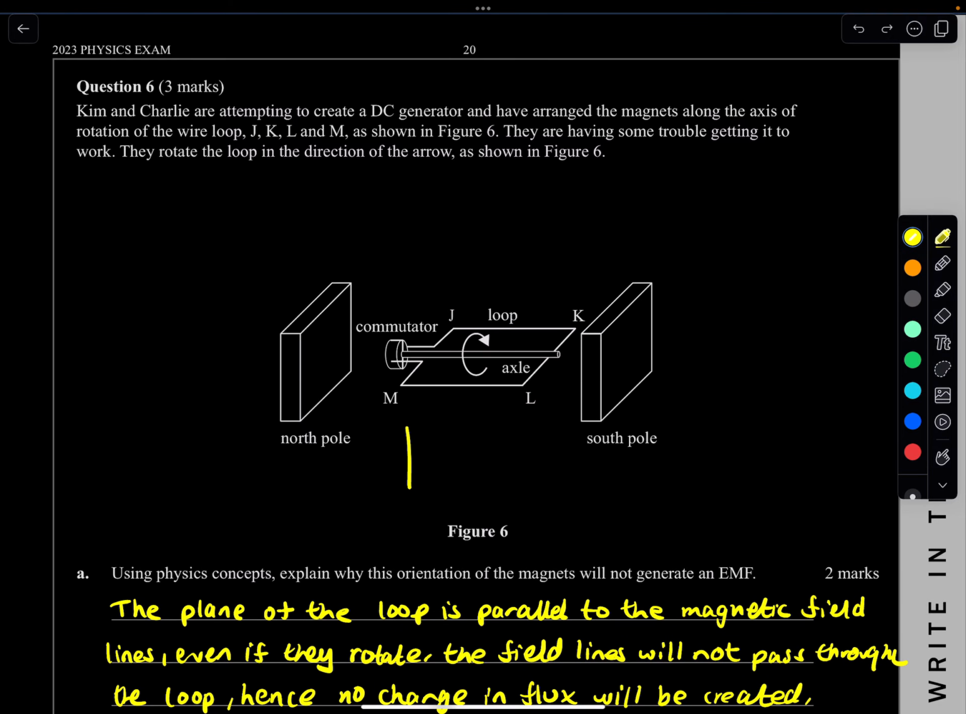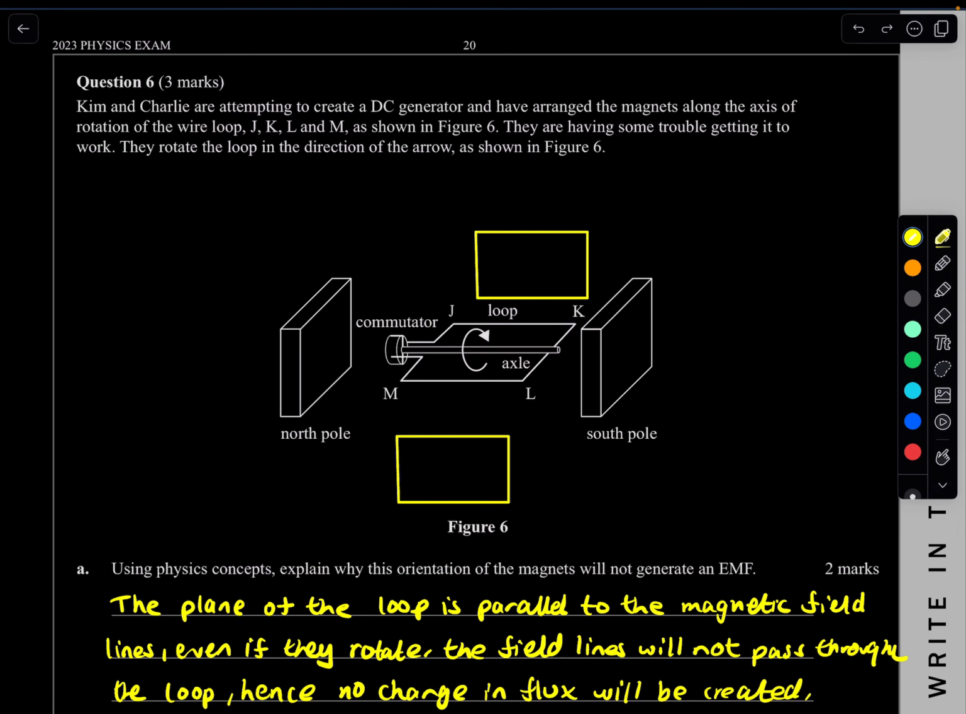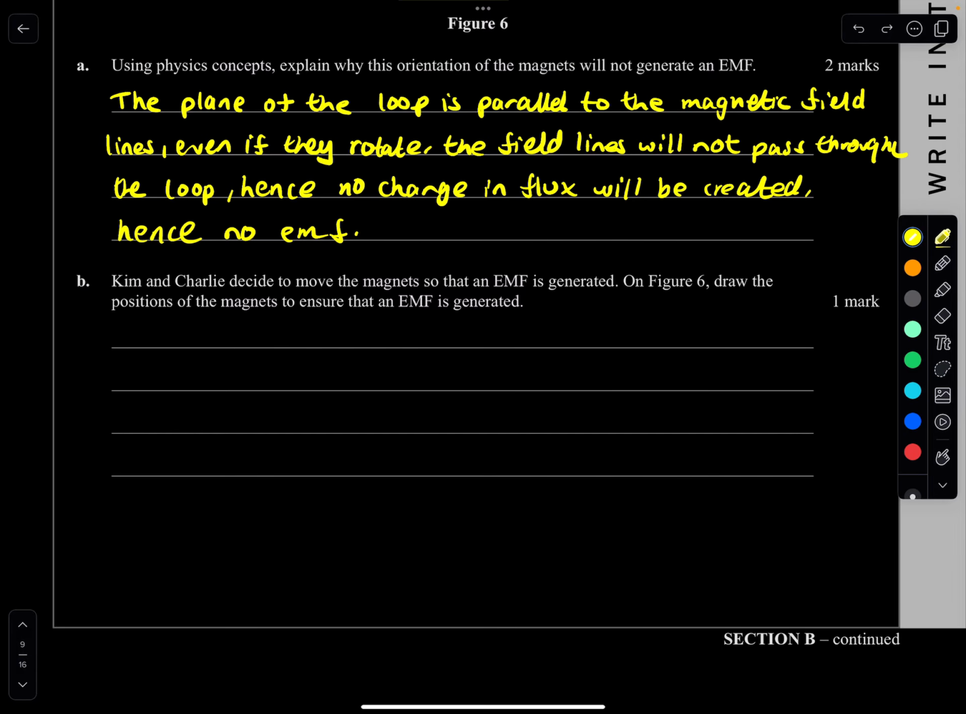So, you just need to rotate these magnets here. It doesn't matter if it's north or south. You just need to rotate them basically 90 degrees for them to be here. Just basically copy that right there. So now, as this rotates, the fields are actually going to pass through it, and so there's going to be a change in magnetic flux, and hence an EMF will be produced.